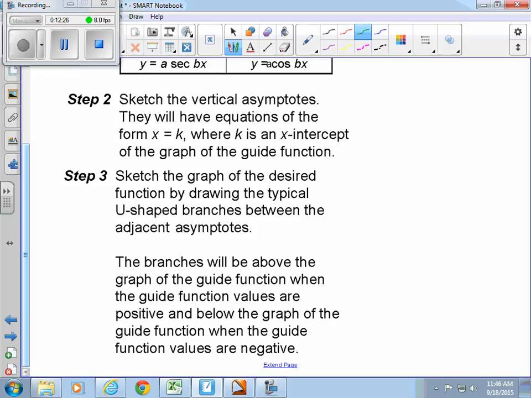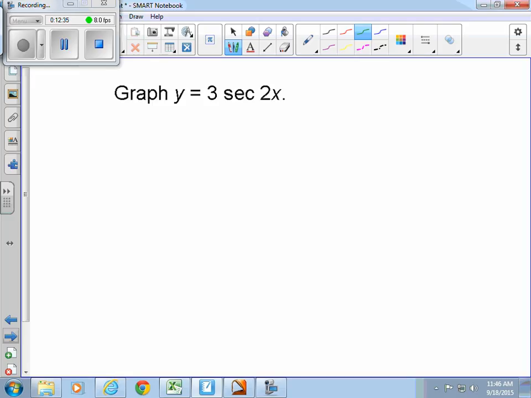I'm going to graph the corresponding sine and cosine graph. I'm going to graph vertical asymptotes. I'm going to graph the U's. So that's the gist of what that slide is. So I have 3 secant of 2x. Now I'm going to graph that. I'm going to see what 3 cosine of 2x looks like. And I'm going to use that to graph 3 secant of 2x.